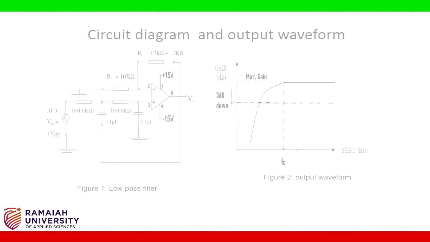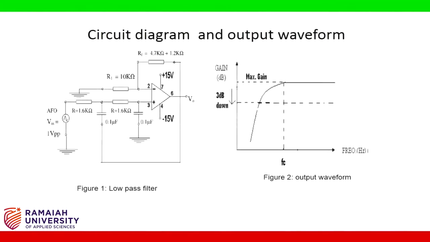The figure shows the circuit diagram of low-pass active filter and the output waveform. It allows the frequencies up to the critical frequency of the circuit. The critical frequency is the frequency at which the circuit changes the response.